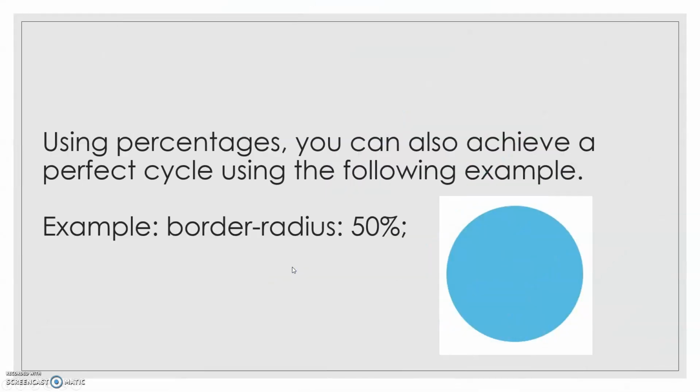Alright, so we can use pixels in our border radius, but one thing that's kind of cool is we can actually use percentages as well. In this example, using percentages, you can also achieve a perfect circle using the following. So you can see here I've used a border radius of 50%. And so that gives us the 50% of basically taking each side and doing it by 50 and making our perfect circle here in this example.